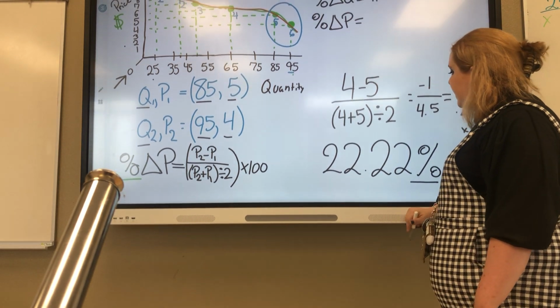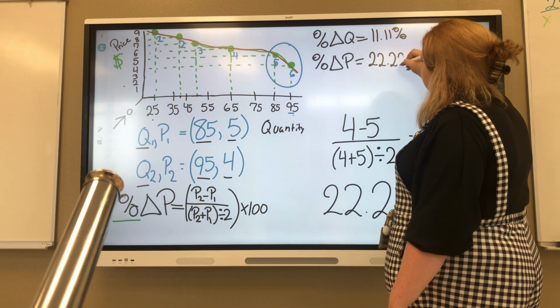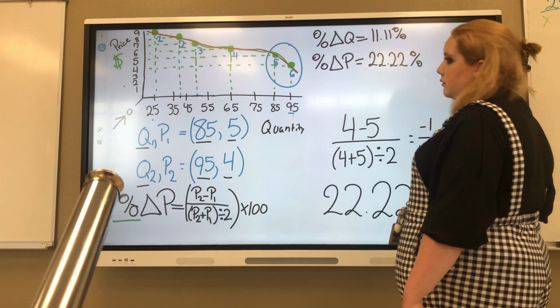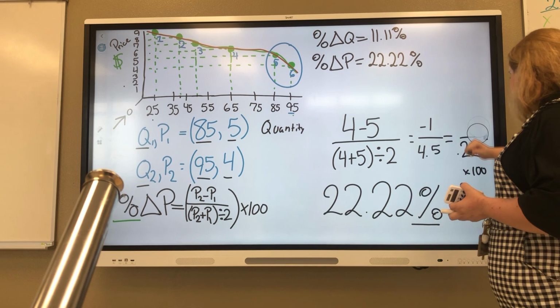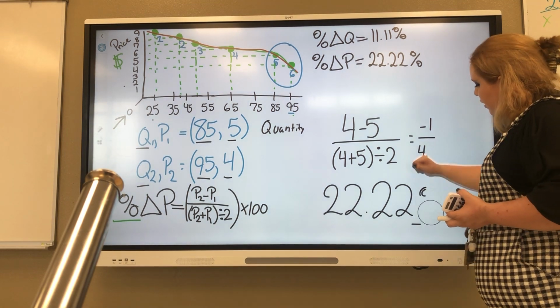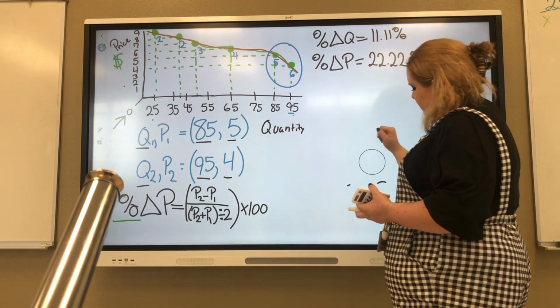So now we have our percent change in P is 22.22%. It's kind of gross. I kind of hate those numbers, but it's okay. It is what it is. So we're going to get rid of all this.